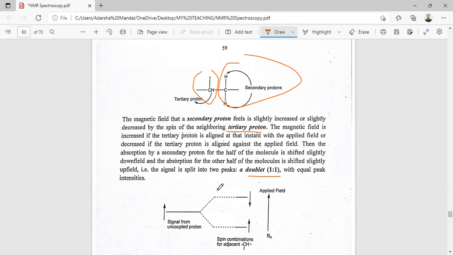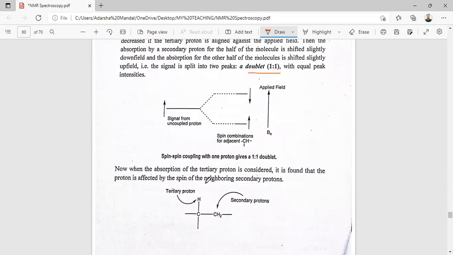So that means for the secondary proton, if the tertiary proton is aligned with the applied magnetic field, the magnetic field will increase. If the tertiary proton is aligned against the applied magnetic field, the magnetic field decreases. The absorption of the secondary protons for half of the molecule is slightly downfield, and for the other half is slightly upfield. So it is split into 1:1 equal peak intensity. This is the splitting pattern signal for the uncoupled proton with spin combinations for the adjacent CH. So one is upfield, one is downfield. The spin coupling will give a 1:1 doublet.